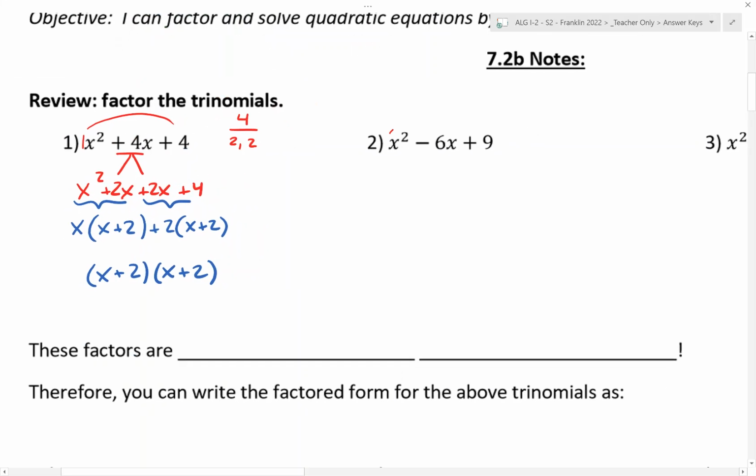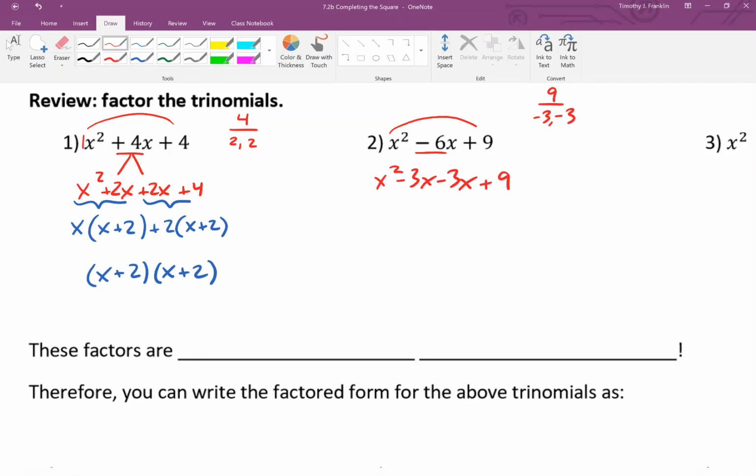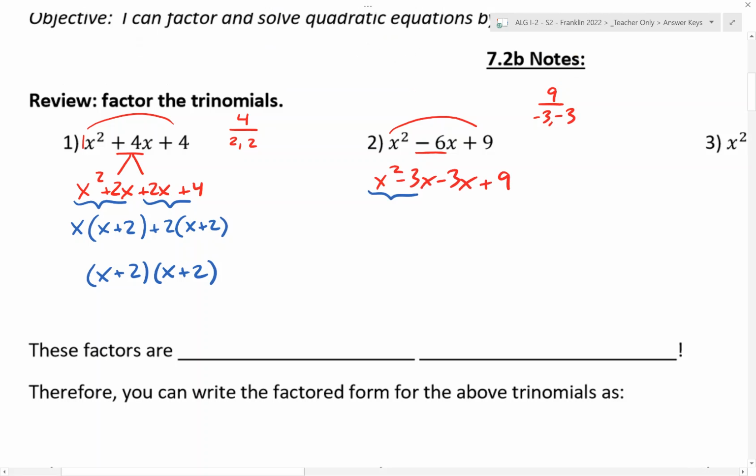Let's do the same thing for the second one. We need two numbers that multiply to 9 and add to -6. That's -3 and -3. So we split that middle term and factor by grouping. So we end up with x times x minus 3, and then we take a -3 out, leaving x minus 3 as well. So x minus 3 and x minus 3.